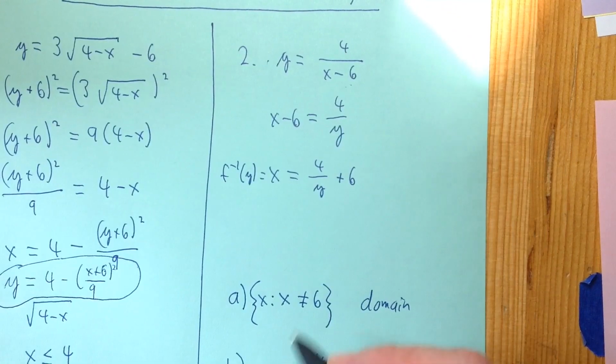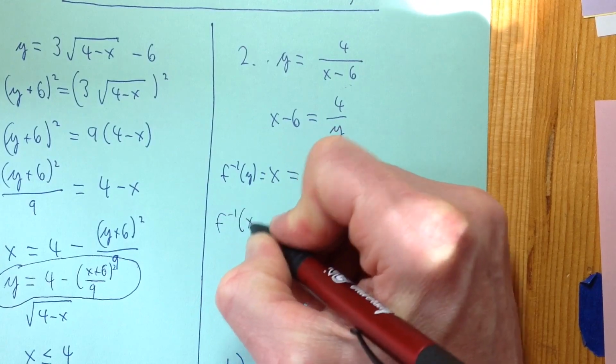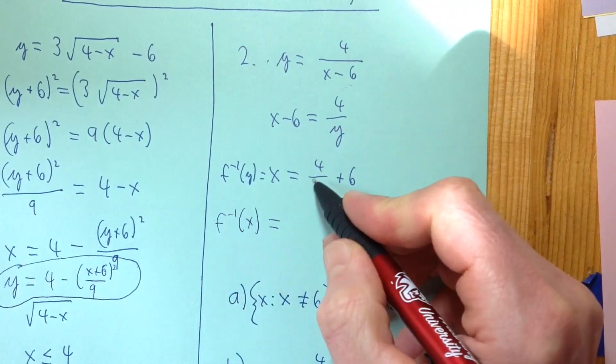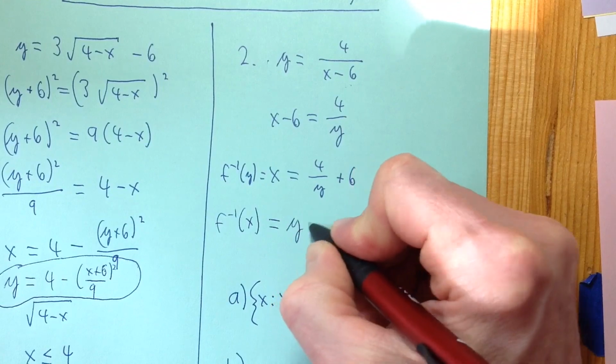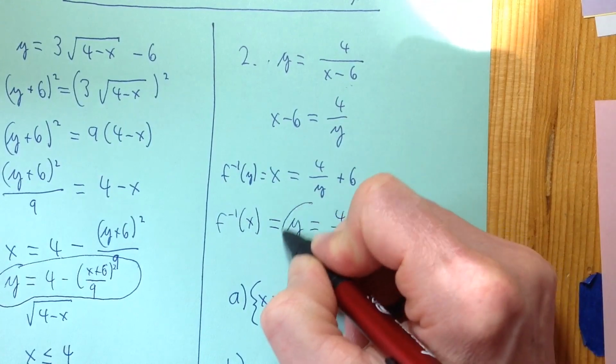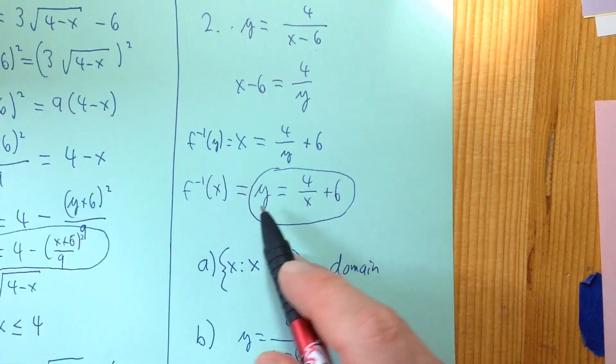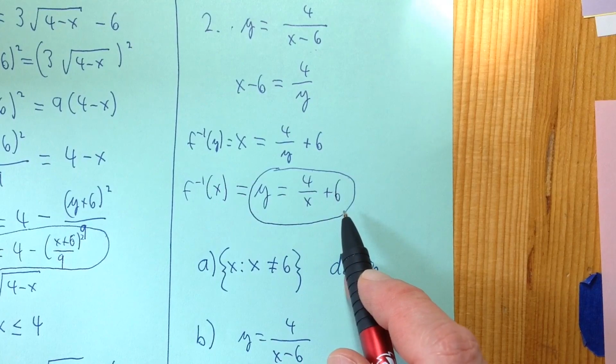So same as for number 2 over here. Normally you want a function of x, so the inverse function of x would be just replace the x with the y, so that'd be y, which is equal to 4 over x plus 6. So that would be our inverse function. The regular function is y equals 4 over x minus 6. The inverse function is y equals 4 over x plus 6.